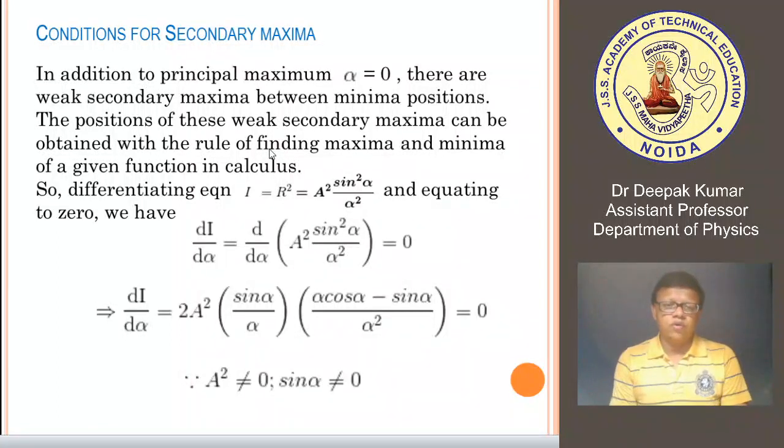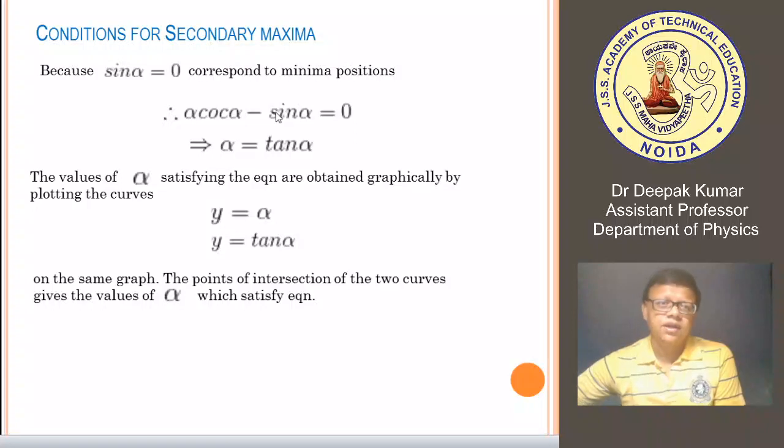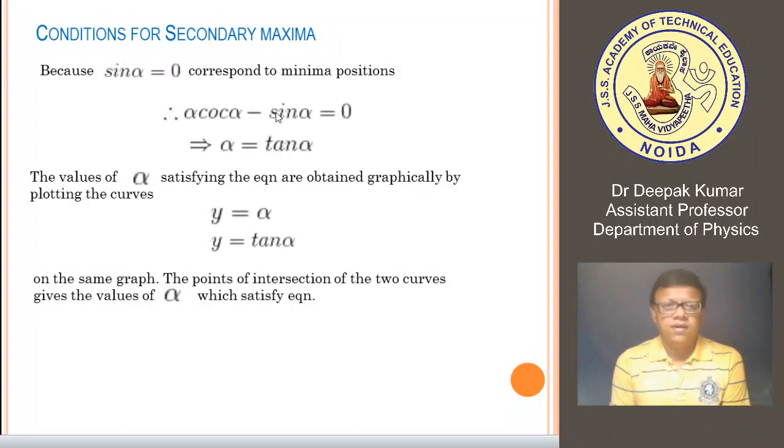So A square is not equal to 0, and sin alpha equals 0 is the condition for primary minima in the single slit diffraction pattern. So we cannot take sin alpha equals 0 either. So out of the three conditions, two are not possible for different reasons. So the only possibility left is that alpha cos alpha minus sin alpha must be equal to 0.